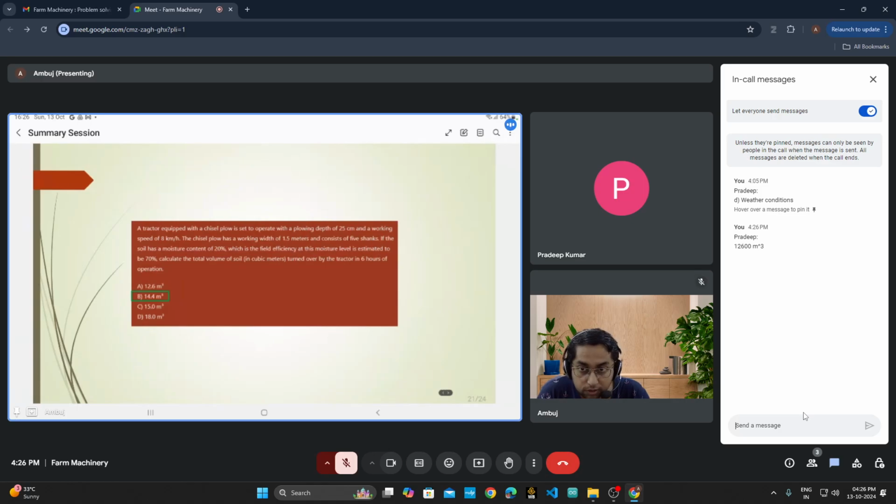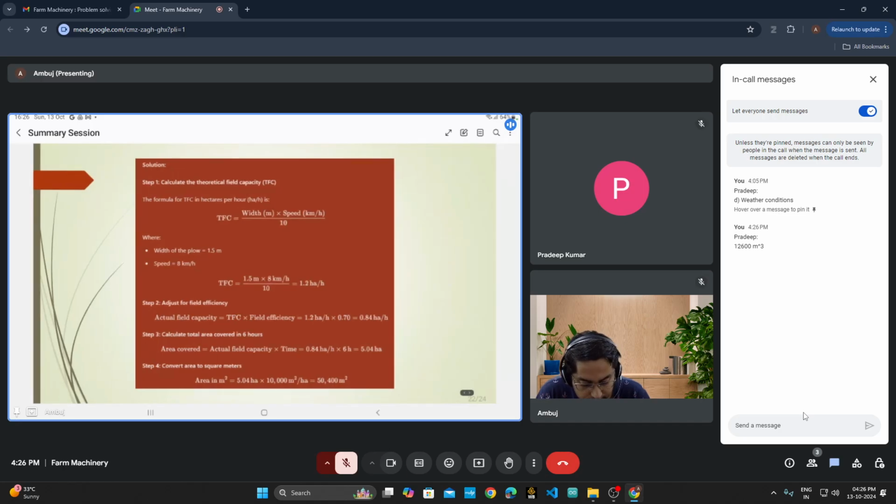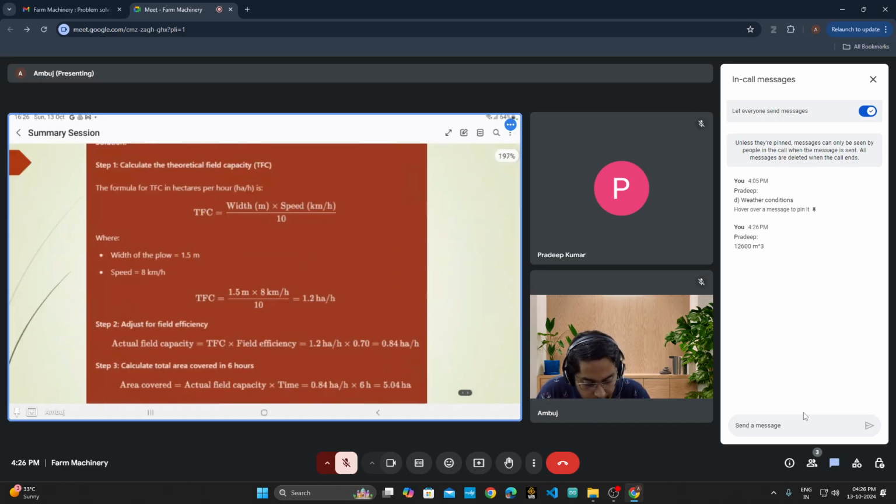The correct answer would be 14.4 cubic meters. We'll check whether we are getting the values or not. In a similar fashion, we'll go with it. First of all, calculating the theoretical field capacity: S W divided by 10, in hectare per hour. Simple.